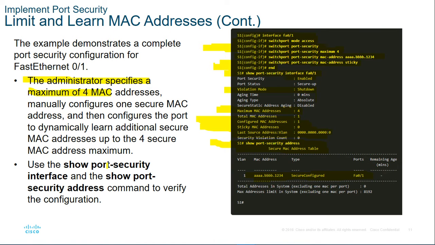So now you understand about this. To verify the port security configuration, you have to use the command show port-security interface. And if you want to see the MAC address table, you have to use the command show port-security address. So you have to remember these two commands. These two commands will be very useful for you to enable the port security as well as to verify the MAC address table.